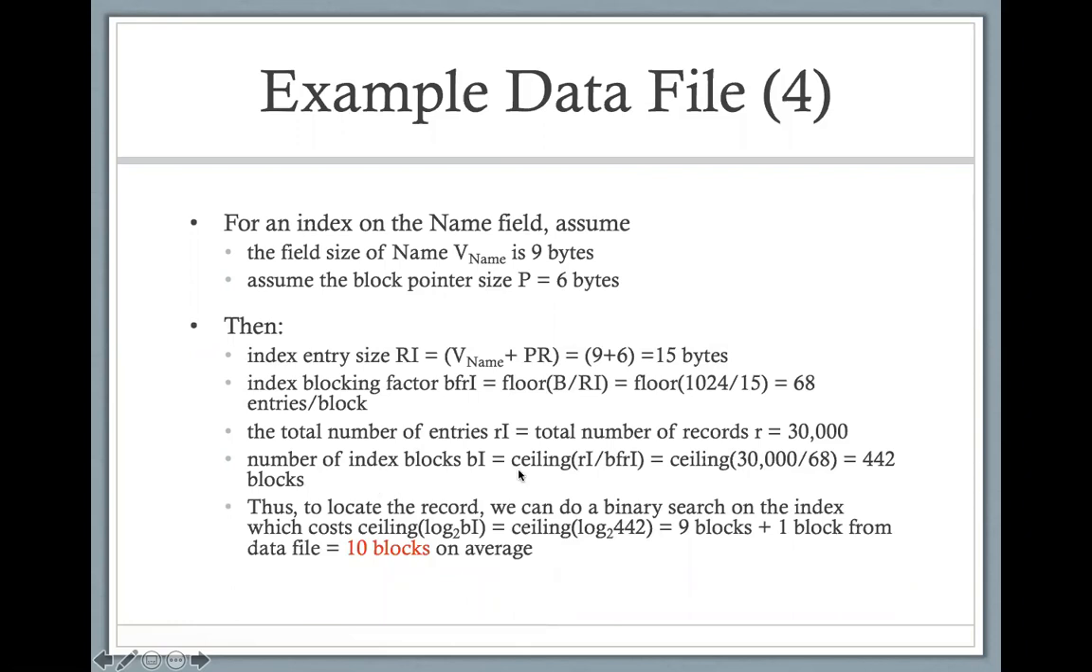So how many index blocks do I have? 30,000, because that's the number of entries, divided by 68. That's the blocking factor, the index blocking factor. 30,000 divided by 68 is 442 blocks. So I need only 442 blocks to store the whole index versus 3,000 blocks to store the whole table. So a huge difference in size. The index is much smaller.